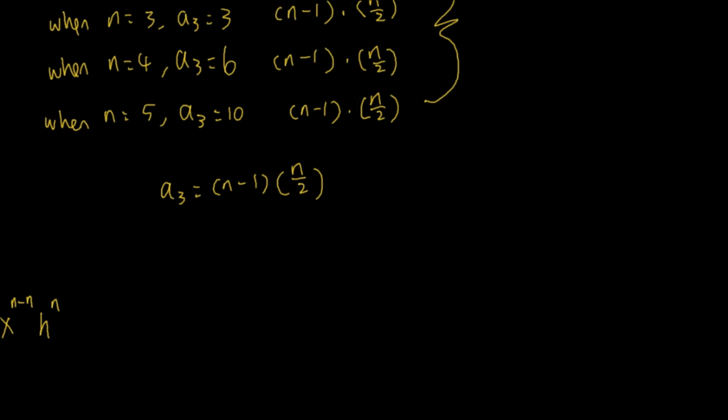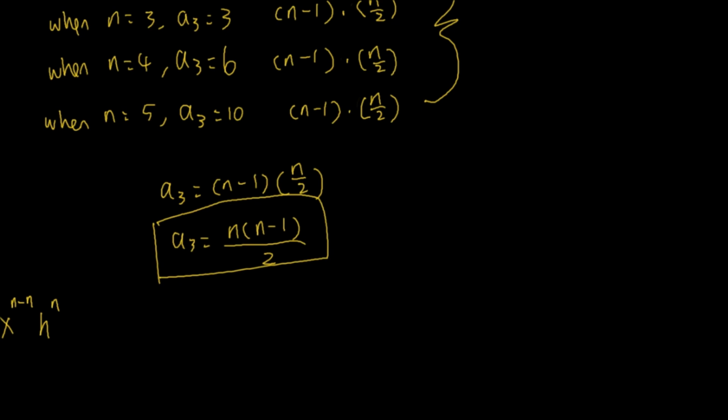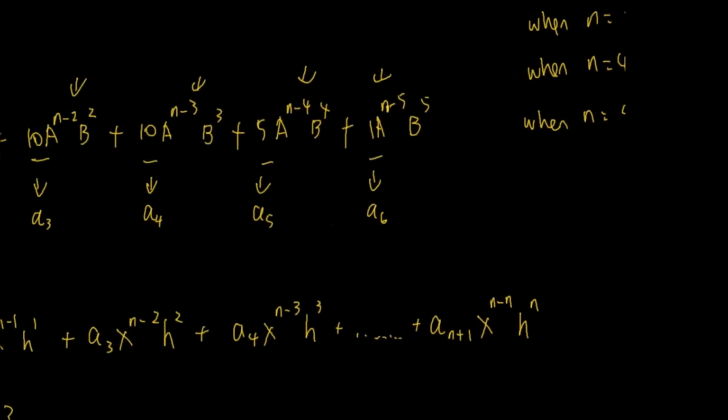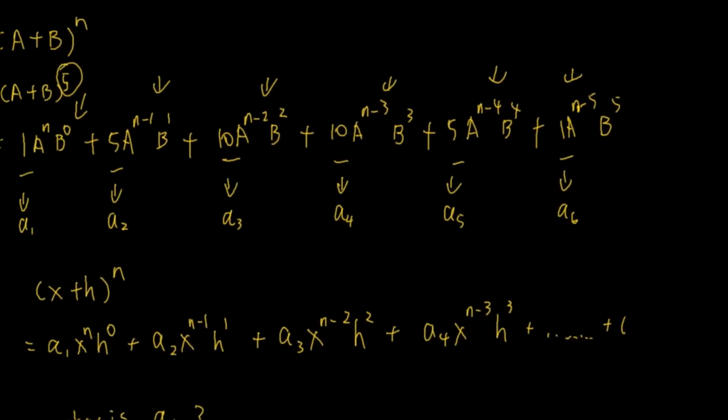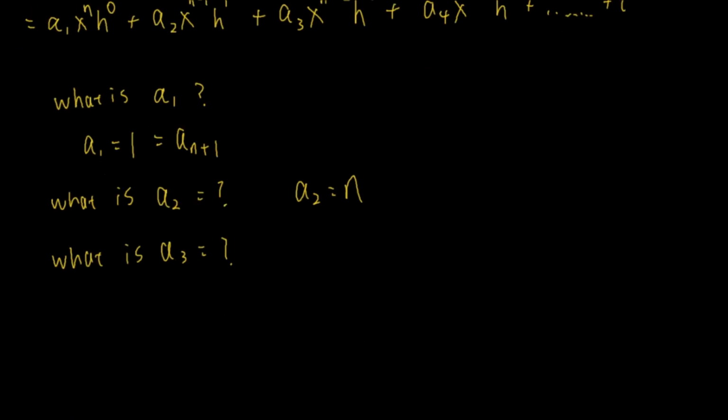To write it in a better way, a3 is actually equal to, we can write like this, n times n minus 1 divided by 2. Now that's a3. So we got a3 as this formula here. So I can just write here a3. What's a3 equal to? a3 is equal to n times n minus 1 over 2.